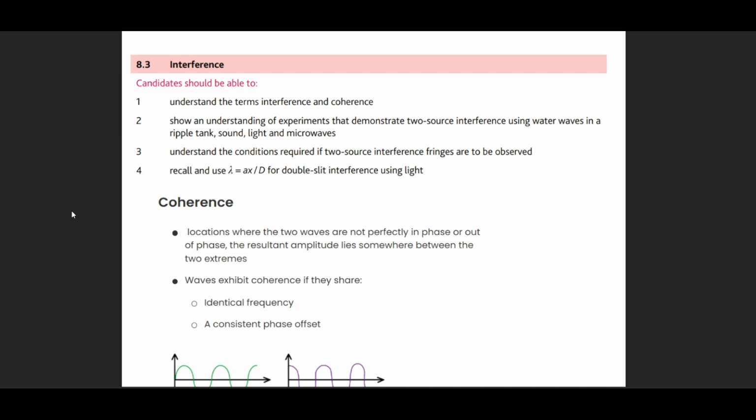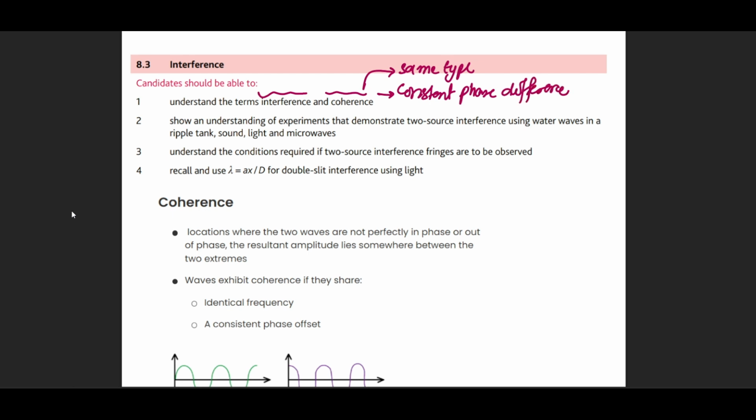So first, we need to understand what is interference and coherence. Interference is the meeting of two waves in a medium, and the result is because of the superposition, right? And coherence means that whatever waves are interfering need to be of the same type. For example, sound with sound, light with light, water with water. There needs to be a constant phase difference between them.